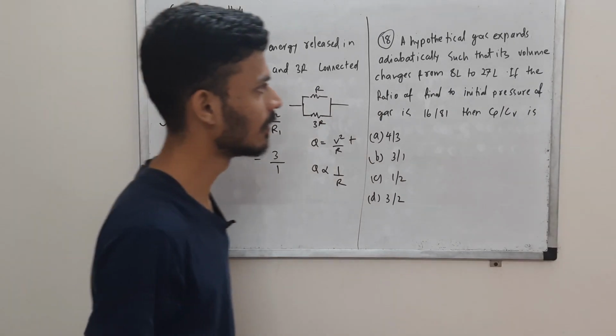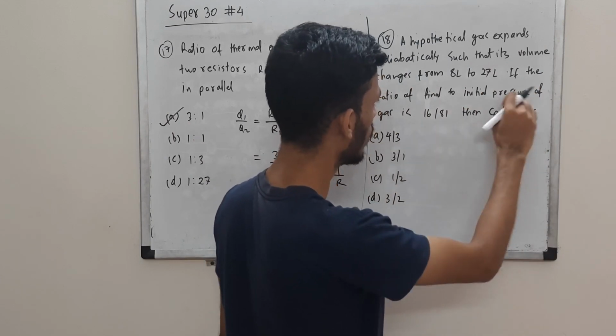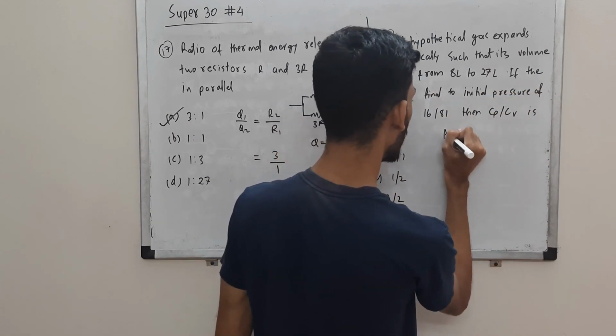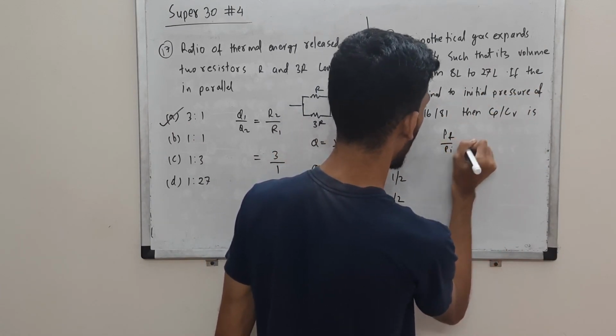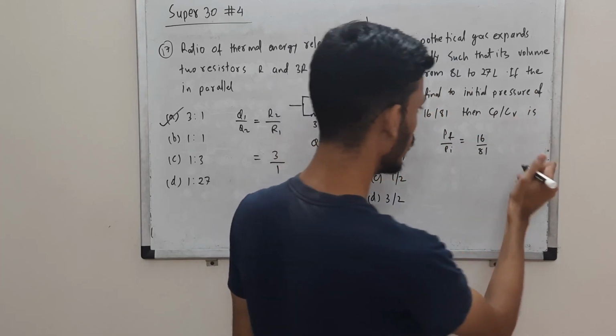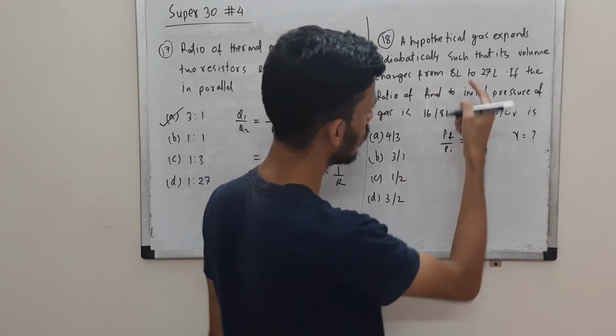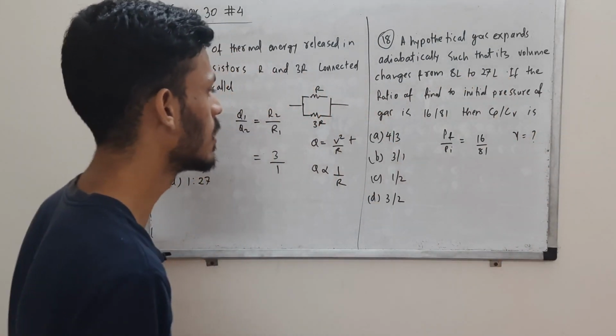Let's come to this one. Here we have an adiabatic process. So the initial pressure and the final pressure ratio, final to initial, P final to P initial, is given as 16 by 81. You are supposed to find Cp by Cv, which is gamma basically, and you are given that the volume changes from 8 to 27. So the gas is expanding.